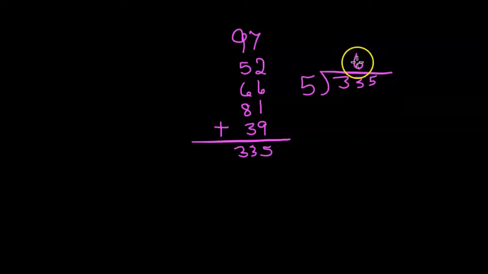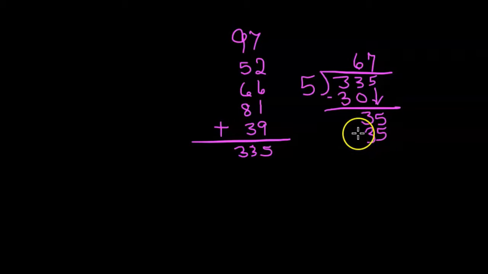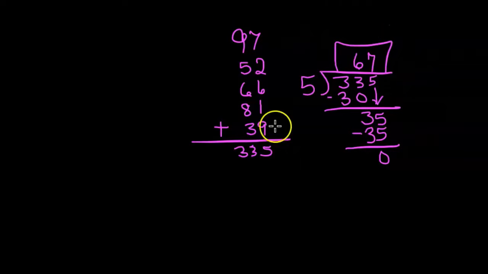6 times. Perfect. 6 times 5 is 30. Subtract, get 3. Remember to bring down my 5. Now, how many times will 5 go into 35? 7 times. 7 times 5 is 35. Subtract, get 0 for my remainder. So, the average of all of these numbers is 67.